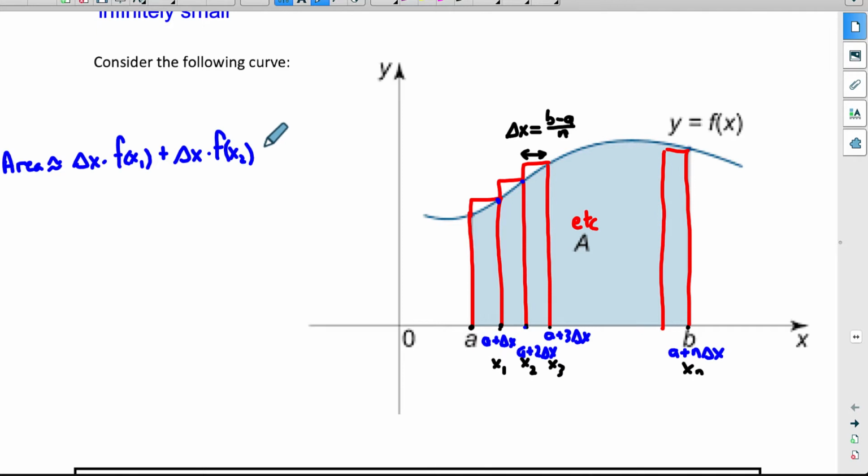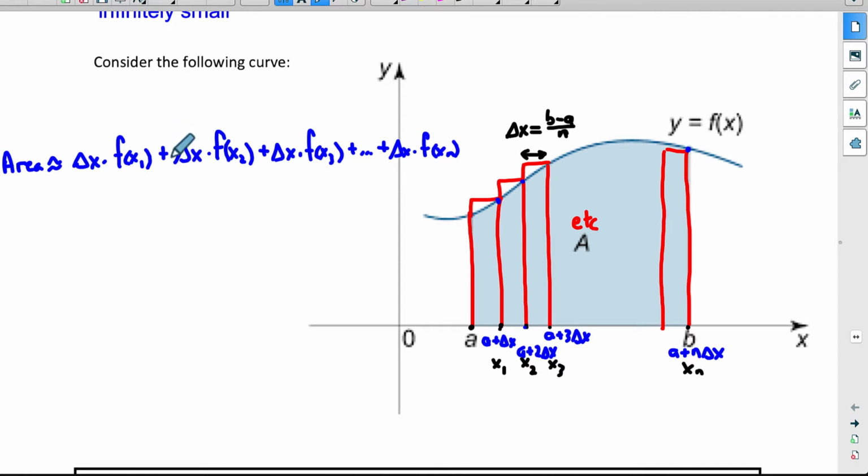We're going to keep going. For the third one, it'd be the width times f of x3 plus... We keep going and going and going, and then our last one would be this rectangle here, still has the same width, but now we want to know that point right there, well that's f of xn. There you go. If you were to do that, you would get an approximate area.